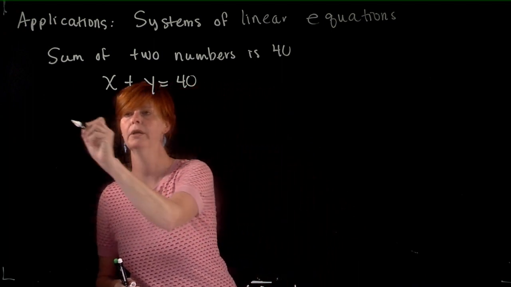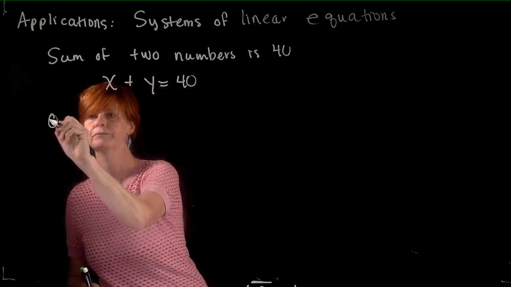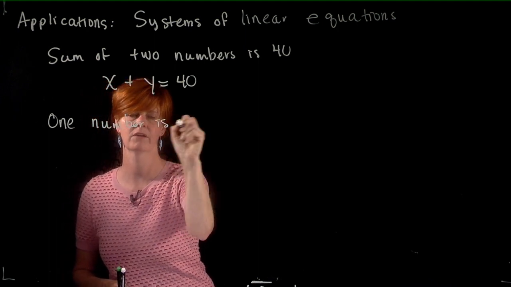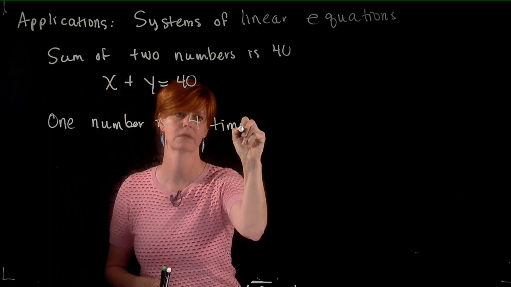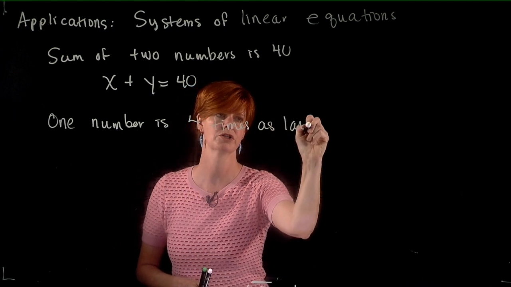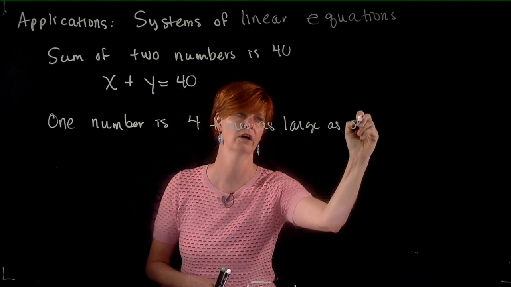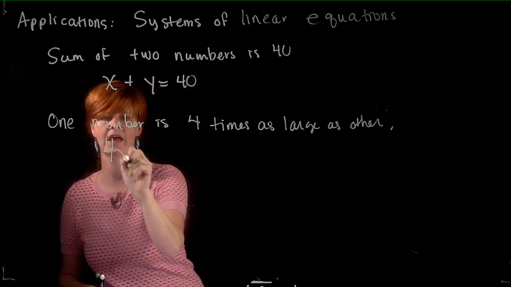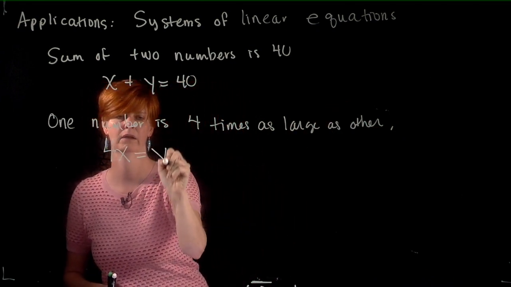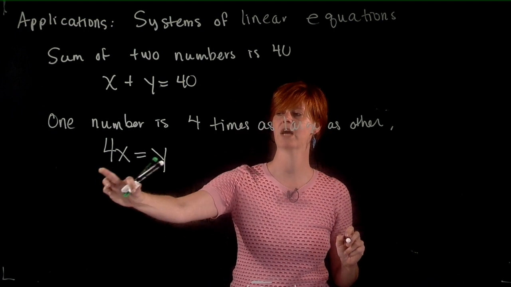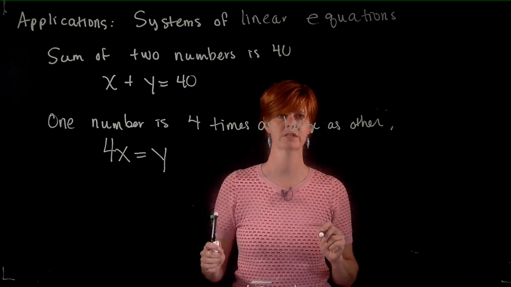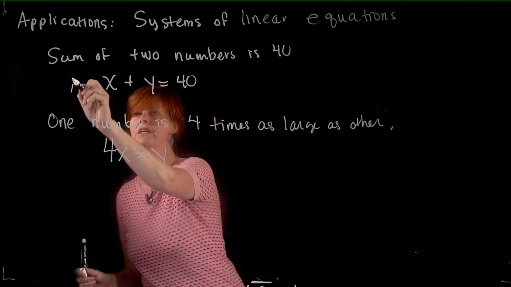So one number is 4 times as large as the other. Okay, so let's say that the y is 4 times as big as x. Now I have two equations and we can solve these.